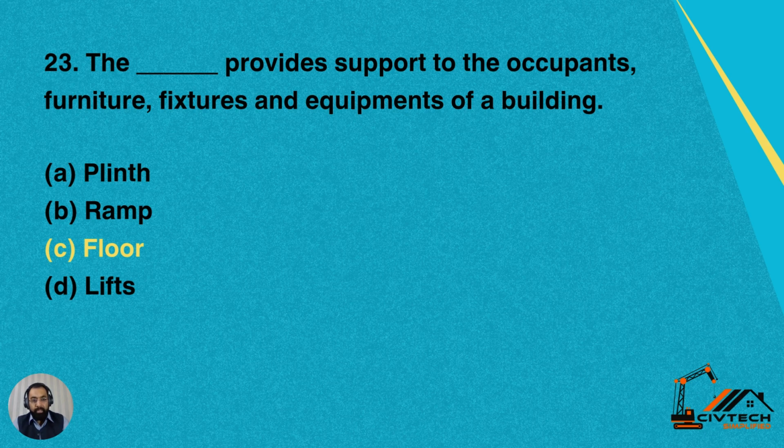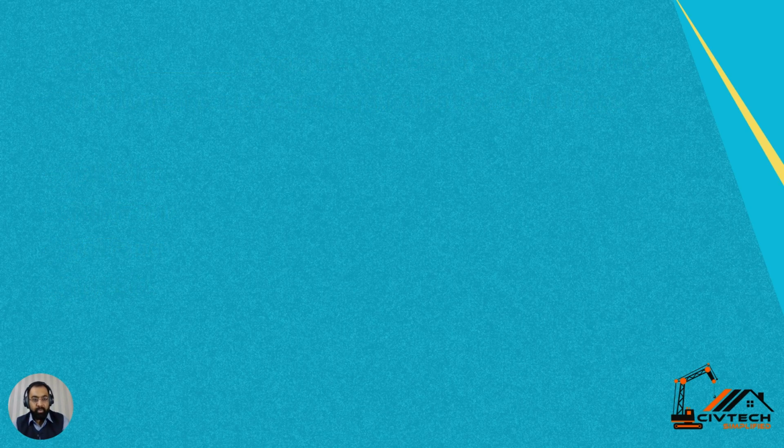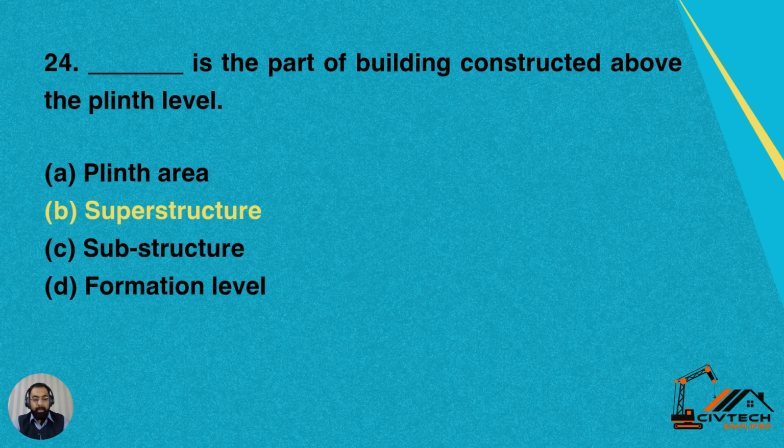Number 23. The dash provides support to occupants, furniture, fixtures, and equipment of a building. Number A, plinth. Number B, ramp. Number C, floor. Number D, lifts. So plinth is outside the building. It's not providing support to occupants. Ramps are also outside the building. Floor, number C, floor. And lifts are also used for other purposes. So option C, floor. Floor provides the support to occupants, furniture, and fixtures. C is correct for this question.